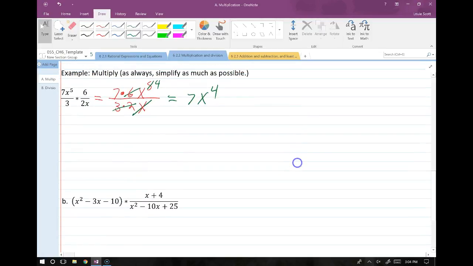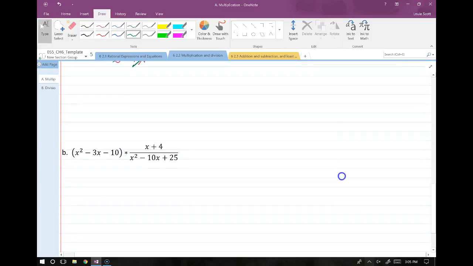So just because we start with a fraction doesn't mean you end up with fractions. Sometimes these simplify into non-fractions, without a doubt. Now this guy here. We just consider this as over 1 as a fraction, so we multiply straight across the top.